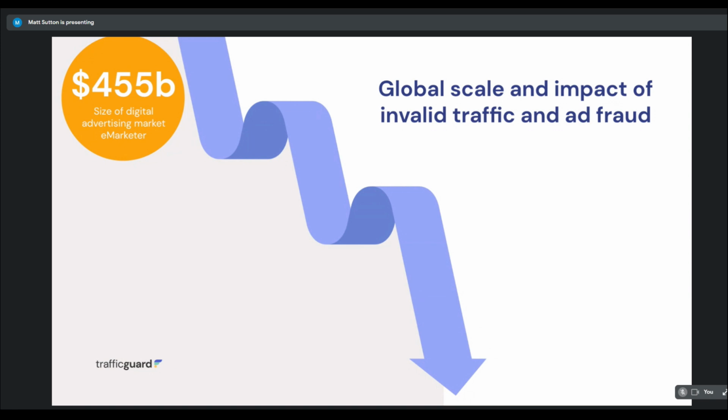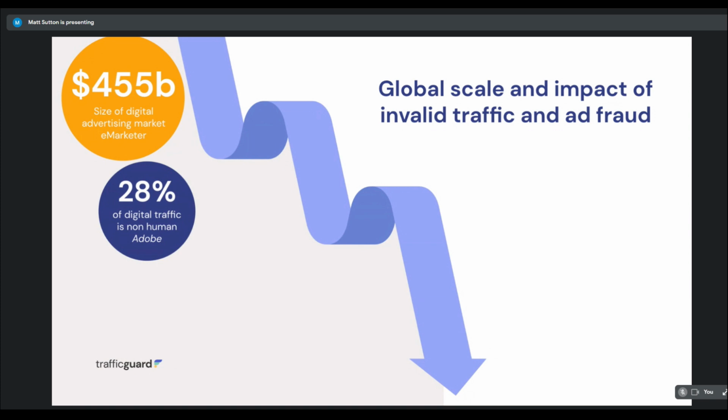And obviously the reason they do that is because it works. Digital advertising sends customers to their online stores where they purchase. And so that's why advertisers spend so much money on digital advertising. Now here at TrafficGuard, we're aware that a lot of that advertising never actually reaches real consumers.